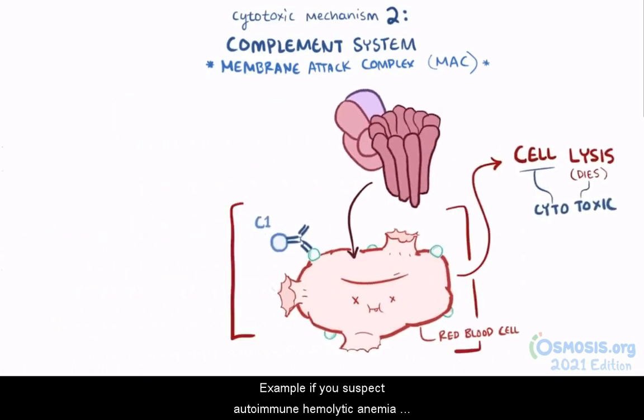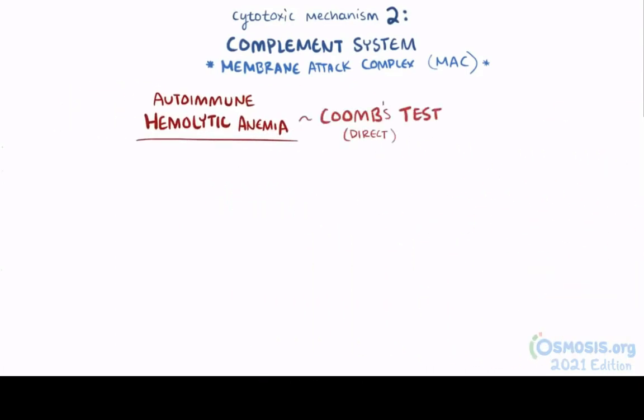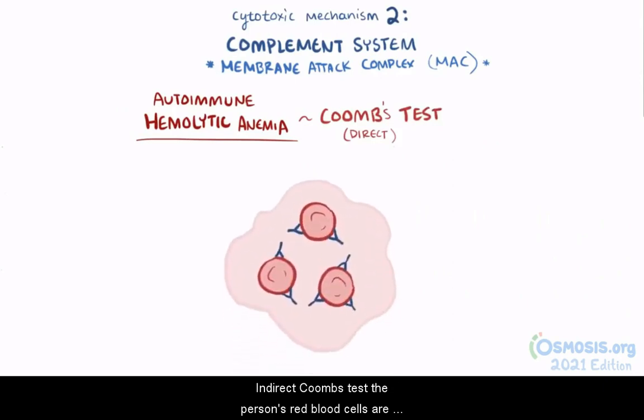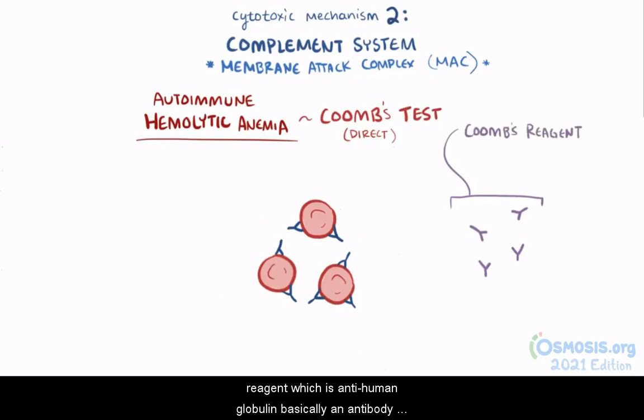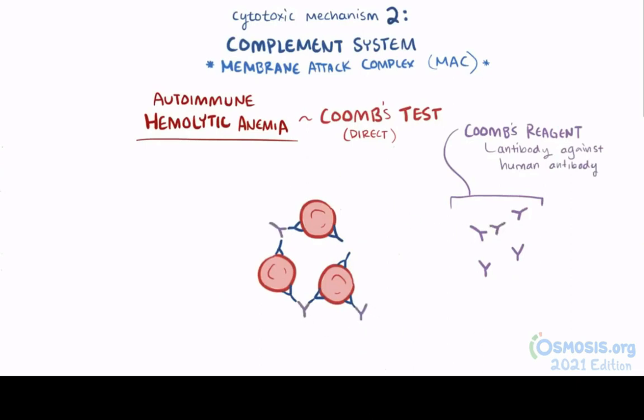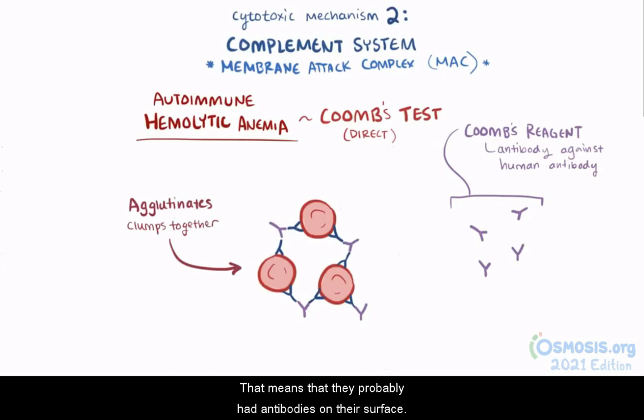In our example, if you suspect autoimmune hemolytic anemia, the antibody in question can be detected using a direct Coombs test. In the direct Coombs test, the person's red blood cells are separated from the plasma and then mixed with Coombs reagent, which is anti-human globulin, basically an antibody against human antibodies. If the red blood cells agglutinate or clump up, that means that they probably had antibodies on their surface.